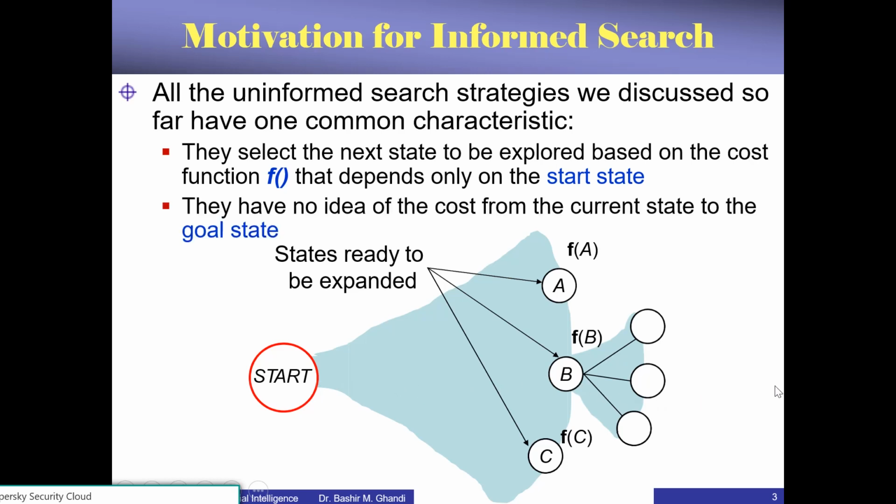This is what I'm saying in this second point, that the uninformed searches have no idea of the cost from the current state to the goal state. They can only tell you the information from the start to the current state, but they have no idea how much it will take to reach the goal state.